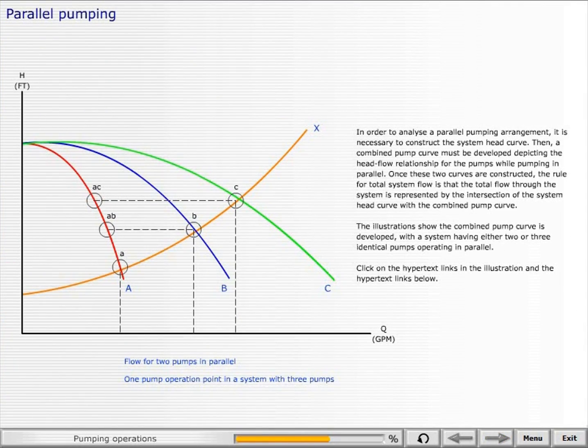In order to analyze a parallel pumping arrangement, it is necessary to construct the system head curve. Then, a combined pump curve must be developed, depicting the head-flow relationship for the pumps while pumping in parallel. Once these two curves are constructed, the rule for total system flow is that the total flow through the system is represented by the intersection of the system head curve with the combined pump curve. The illustrations show the combined pump curve is developed, with a system having either 2 or 3 identical pumps operating in parallel.